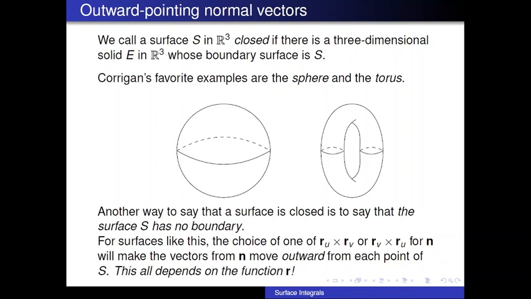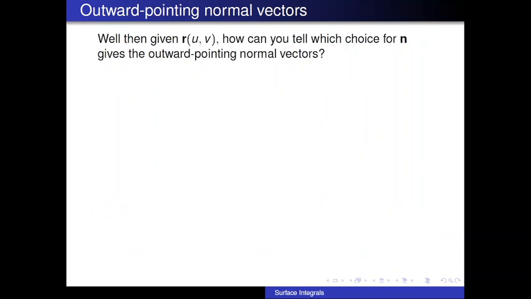So let's take a look at it a little bit more closely. And I'll say that all of this is going to depend on the function r, which gives us these vectors r sub u and r sub v. So having that particular parameterization is absolutely essential to all of this. So if we're given that parameterization, or if we've been able to come up with it by our own wits, then how can we tell which choice for n will give us these outward pointing normal vectors?